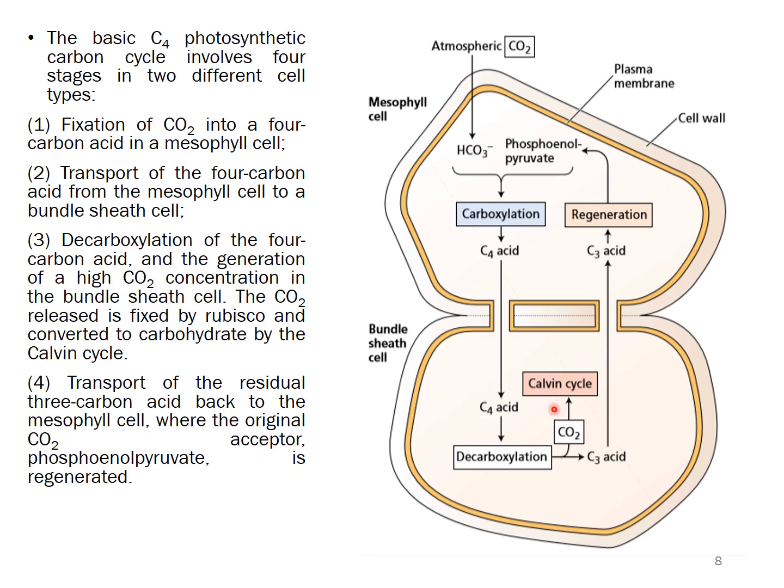And then afterward, the C4 acid, after releasing this carbon dioxide, will be converted into a C3 acid, and this C3 acid will move back to the mesophyll cell, and here it will regenerate the precursor phosphoenol pyruvate, which is ready to receive another molecule of carbon dioxide and incorporate it into a C4 acid.